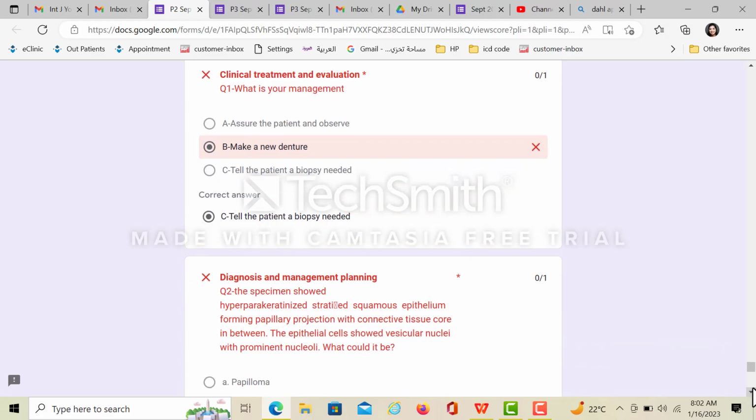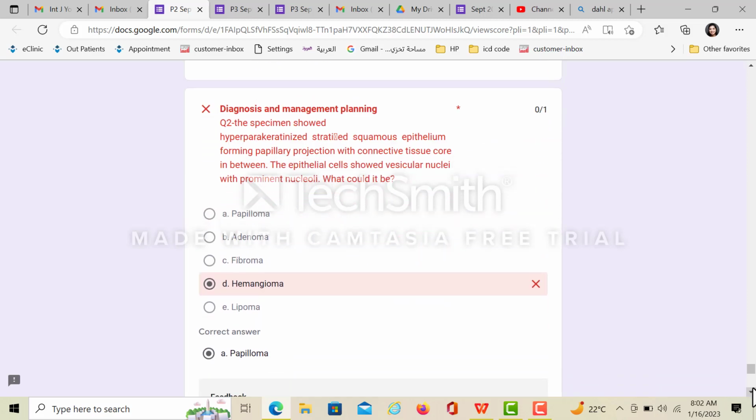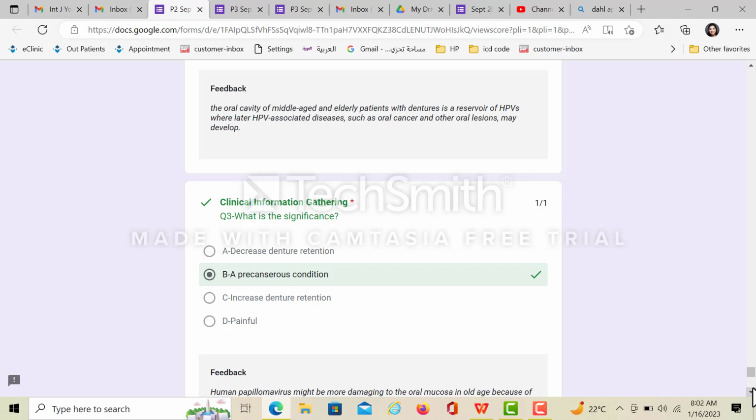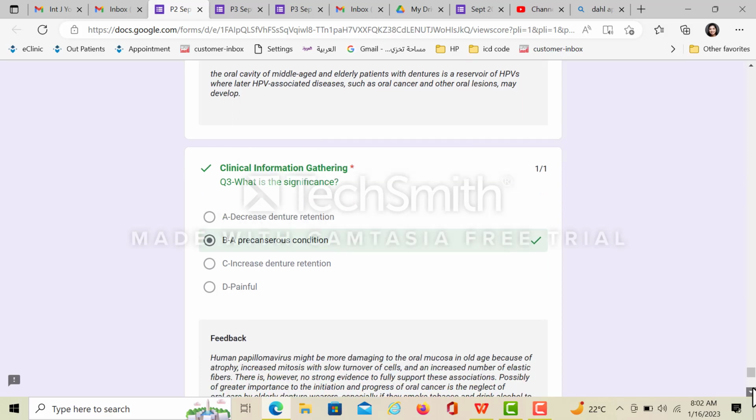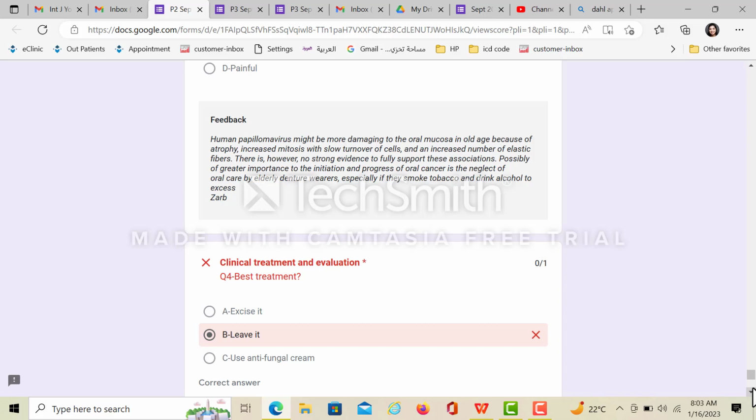The specimen showed hyperparakeratinized stratified squamous epithelium forming papillary projections with connective tissue core in between. The epithelial cells showed vesicular nuclei with prominent nucleoli. What could it be? It has to be a papilloma. It's a papillary projection. It cannot be adenoma. It is not a fibrous projection, so it is not a fibroma. It's definitely not a lipoma. It's a papilloma. What is the significance? It's a precancerous condition. You should pause this video, go and read about more precancerous lesions present in the mouth because any one of them can be asked.